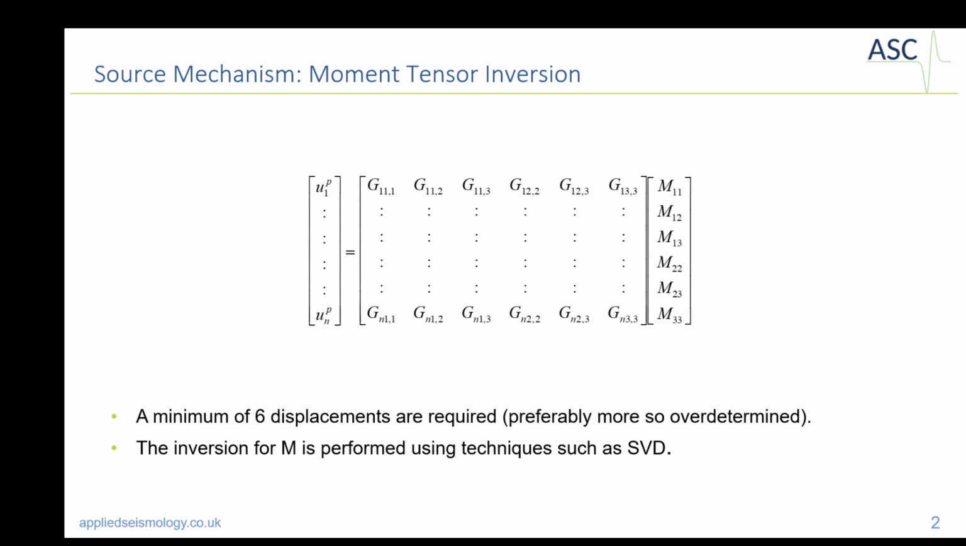In the case of InSite, the inversion is performed using a singular value decomposition. And as it says there, we need a minimum of 6 displacements on the left-hand side of this equation to get a solution for our 6 independent moments. If we have more, much better, because our equation will be overdetermined and we will get a more robust and more uniquely defined solution.